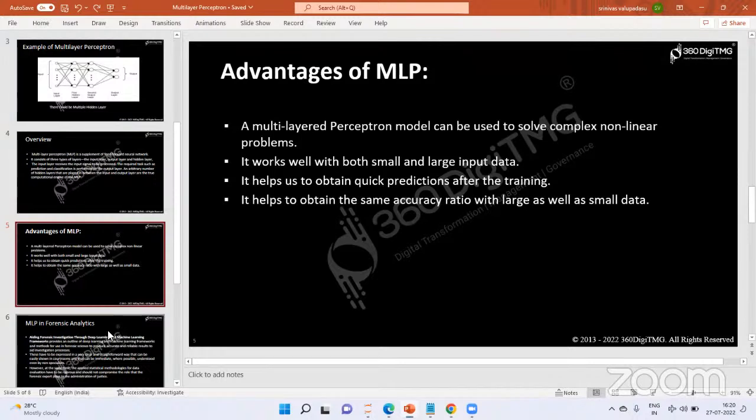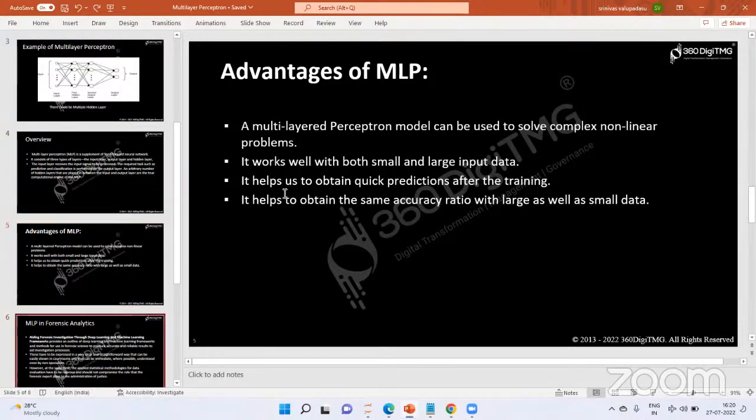So when the training is finished, the model is ready to make predictions. It helps to obtain the same accuracy ratio with large as well as small data. So when the data size is changing, we can maintain the same accuracy ratio. This is one of the advantages of the multi-layer perceptron.